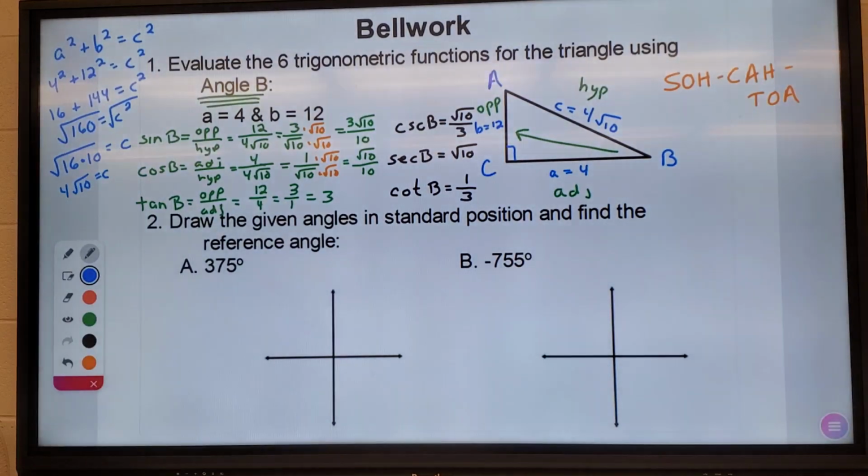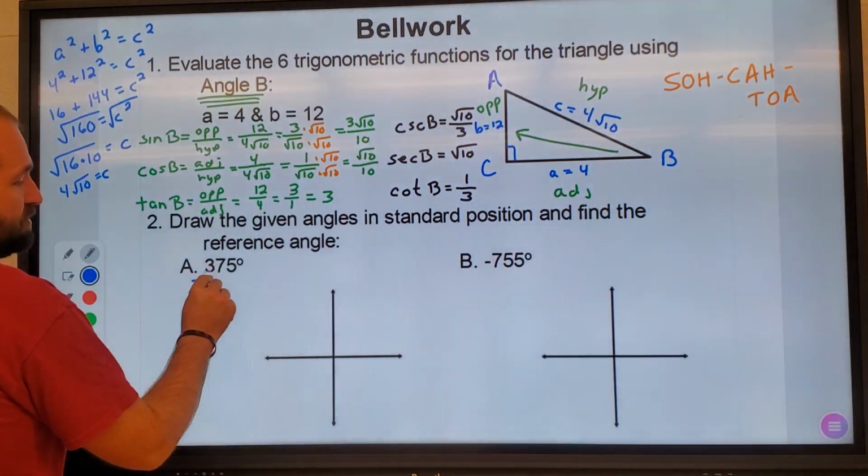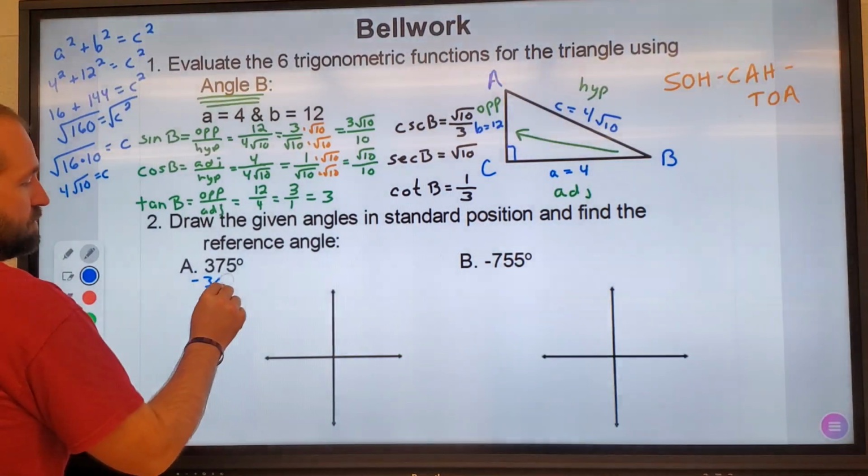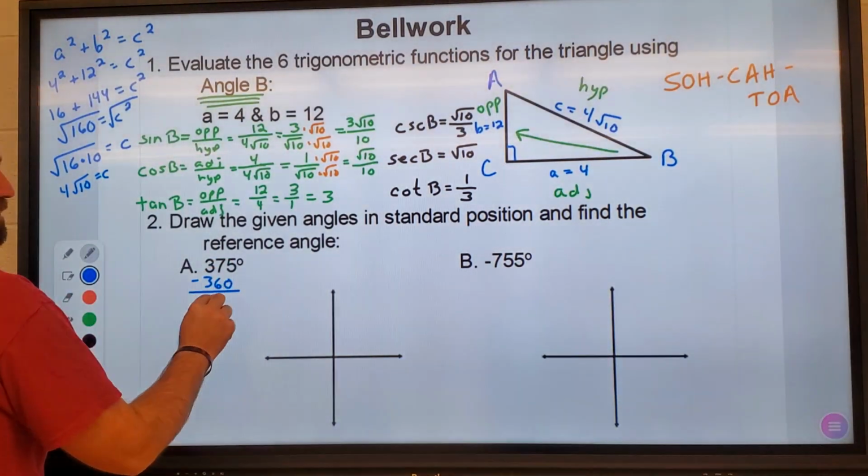Okay, number 2. Remember again, when graphing angles in standard position, you have to try to get the angle that I give you between the values of 0 and 359 degrees. I don't care if it's positive or negative, it has to be one or the other. Okay, if it's given in negative, get it between 0 and 359 negative. And if it's positive, get it between 0 and 359 positive. Okay, so for the first one here, we're going to subtract a full rotation, or 360 degrees. That gives me 15 degrees.